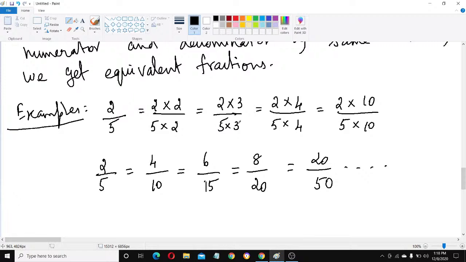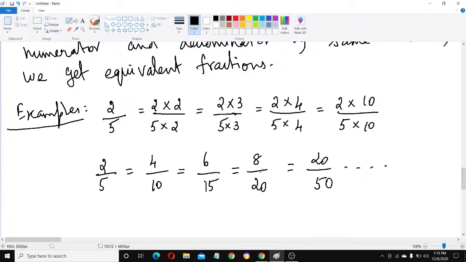So how do we get equivalent fraction? We multiply the numerator and denominator by same number. Why are they called equivalent fractions? After multiplying numerator and denominator, if you cancel, you will get the same fraction again, 2 by 5. For example, 20 by 50. Here you can cancel: how many times 10 goes in 20? 2 times. In 50, how many tens are there? 5 tens. So after cancelling, you will get 2 by 5. So 2 by 5 is equal to 20 by 50.